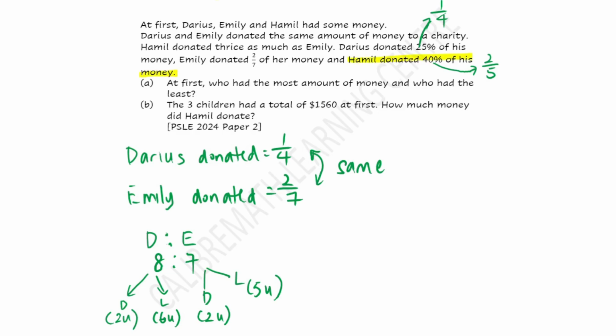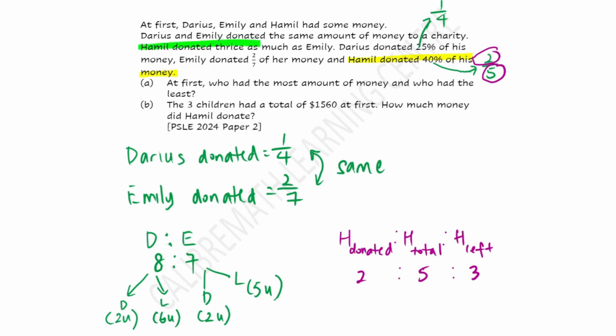So let's write a ratio to represent this information. The 2 units refers to the amount of money that Hamil has donated. 5 units refers to the total that Hamil has. And so that means we can also find the number of units that Hamil is left with. So 2:5:3.